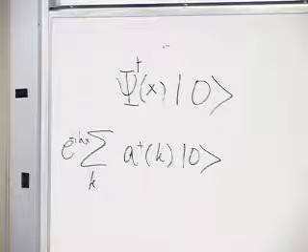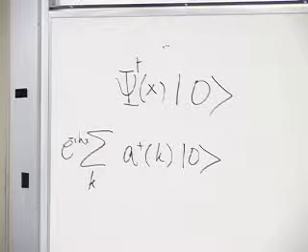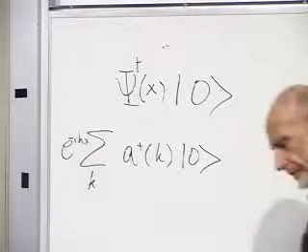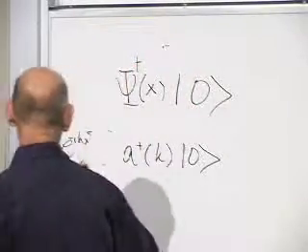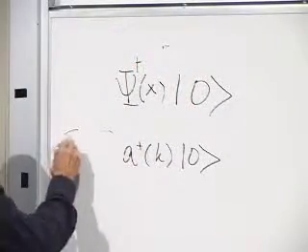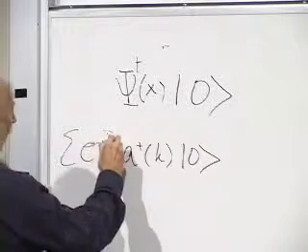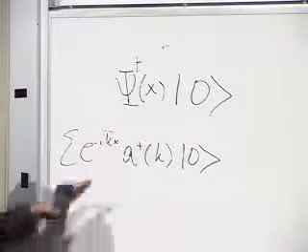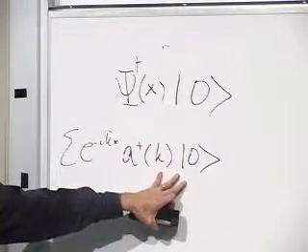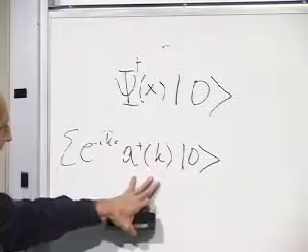How can you take the e^{2ikx} out of this? I didn't need to take it outside. Good point. Sum e to the minus ikx. Okay. This is a one-particle state with momentum k.